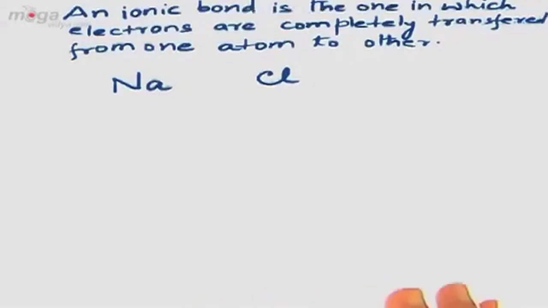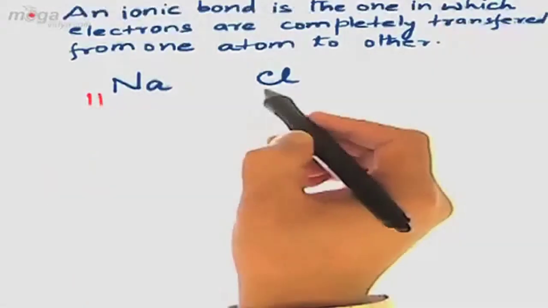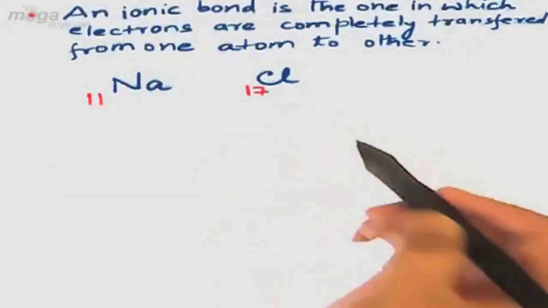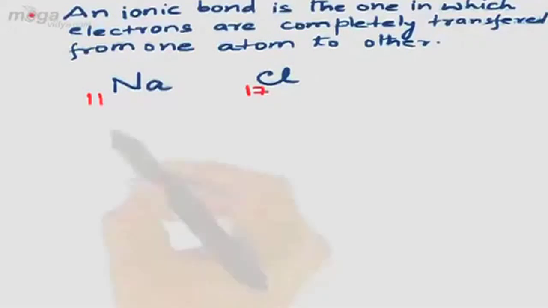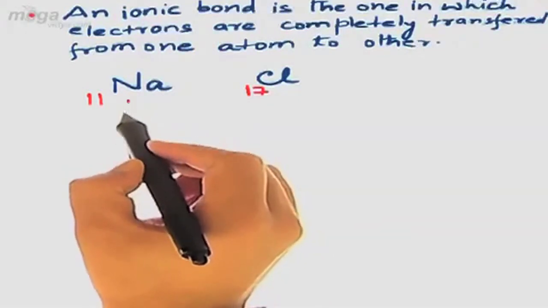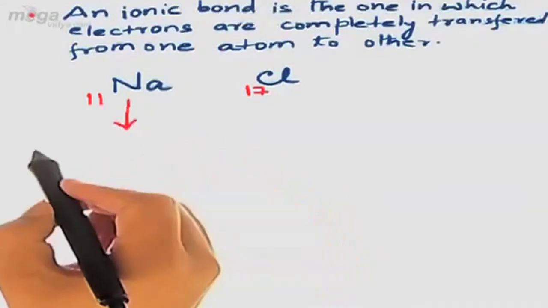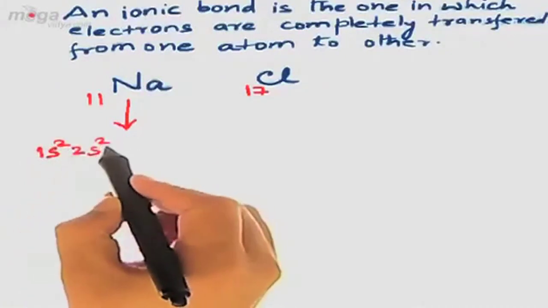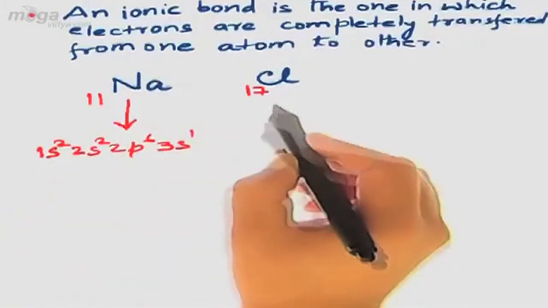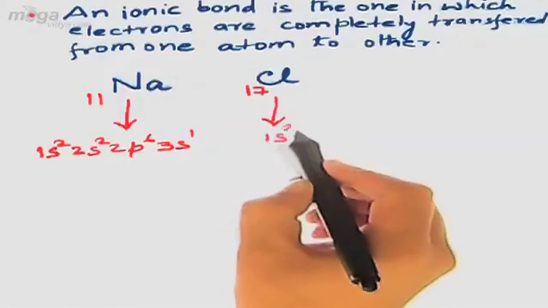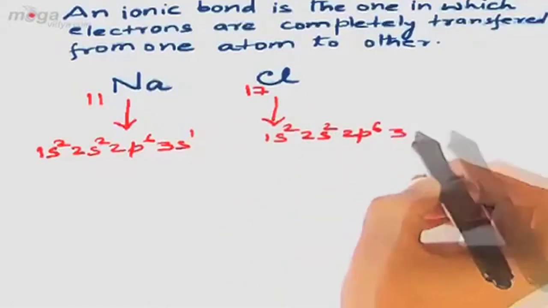So basically during bonding we are supposed to observe whether an atom is attaining inert gas configuration after bonding or not. Now let us start with sodium. Here it has 11 as the atomic number, whereas Cl has 17 as its atomic number. Now if we observe the electronic configuration of sodium, it is 1s2, 2s2, 2p6 and 3s1, while for chlorine it is 1s2, 2s2, 2p6, 3s2, 3p5.